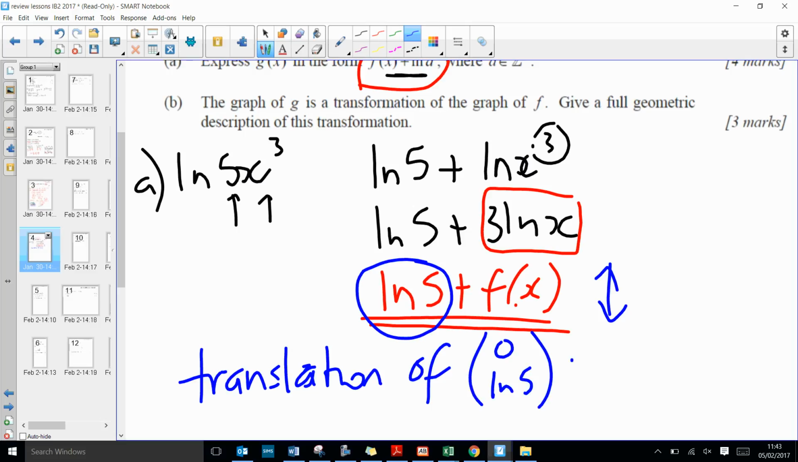And that's one option. You may get away with saying it has risen or gone up the y-axis by ln 5. You may get away with it, but to be honest, it's probably worth remembering this mathematical terminology. So it's a translation of (0, ln 5).